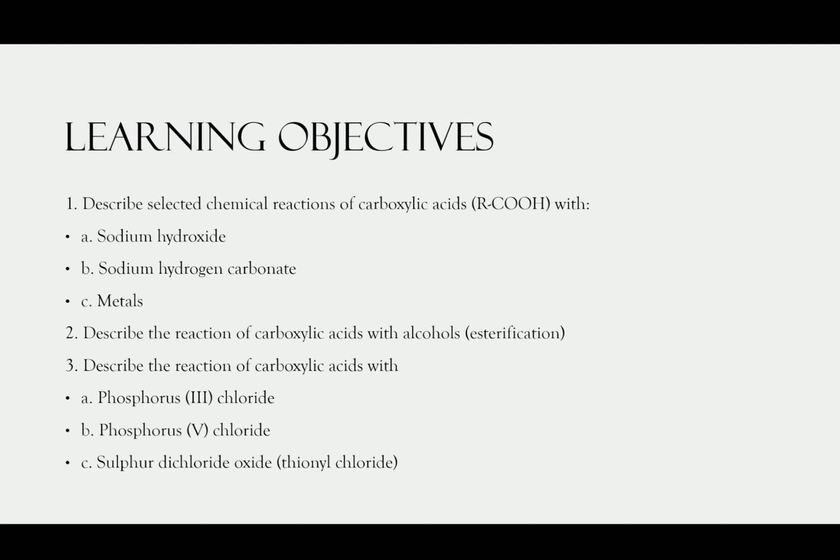Describe the reaction of carboxylic acid with alcohols, which is esterification, right? Then describe the reactions of carboxylic acids with phosphorus 3 chloride. And what does the 3 entail? Not sure if you remember what the 3 means from Unit 1 chemistry, but I hope you know. Phosphorus 5 chloride, as well as sulfur dichloride oxide, or what we call thionyl chloride, okay?